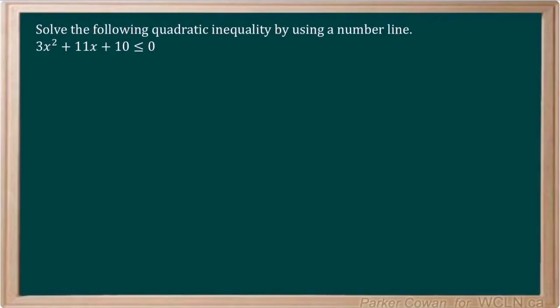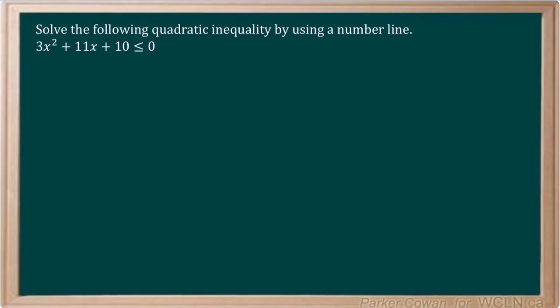Solve the following quadratic inequality by using a number line. Okay, so for this question, what we first need to do is find the roots for this equation. That'll give us the points on a graph where this parabola intersects 0 on the x-axis. And then from there, we can determine which part of this graph is below 0, because in this case, we want to know where 0 is greater than this whole parabola, right?